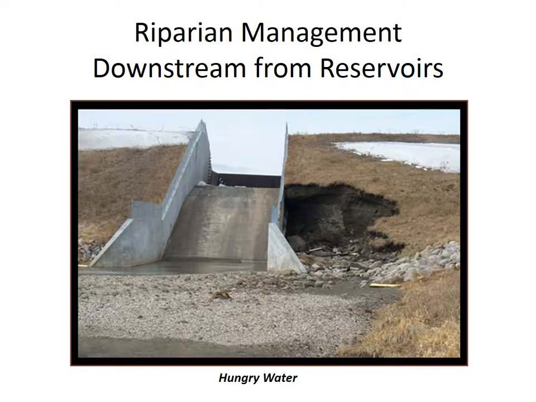Another important problem exists for releases below reservoirs. Reservoirs trap upstream sediment, and water released from reservoirs lacks sediment. This lack of sediment creates what is known as hungry water, which is more erosive than water with a normal sediment load. Downstream landowners can do everything right with their riparian management and still have severe problems.